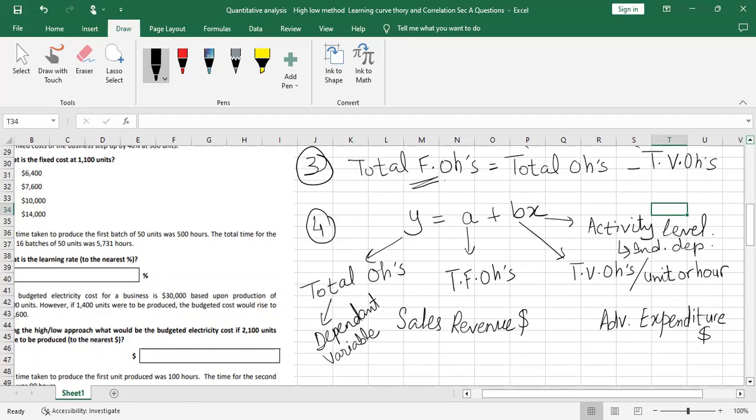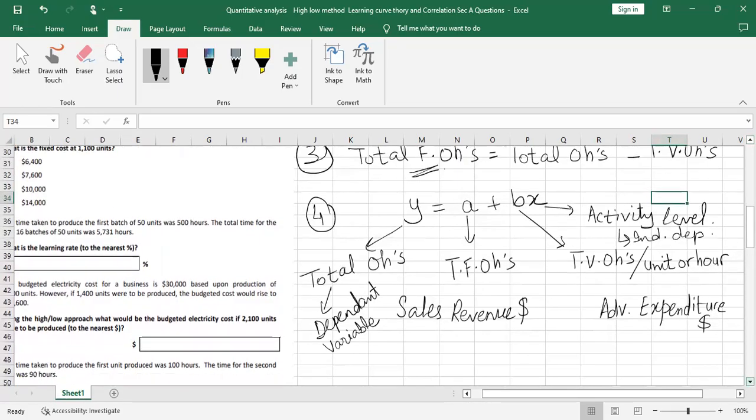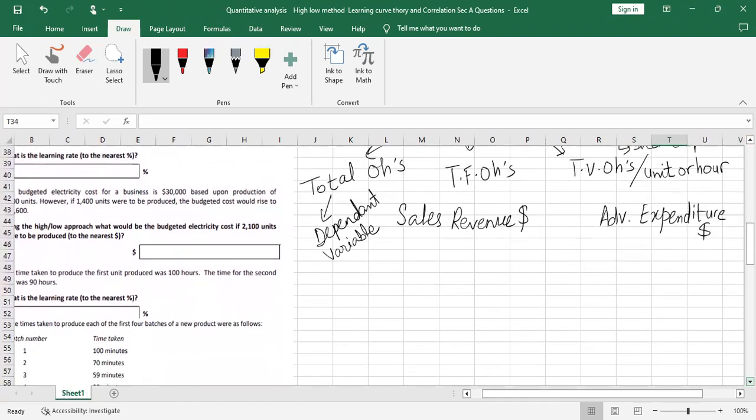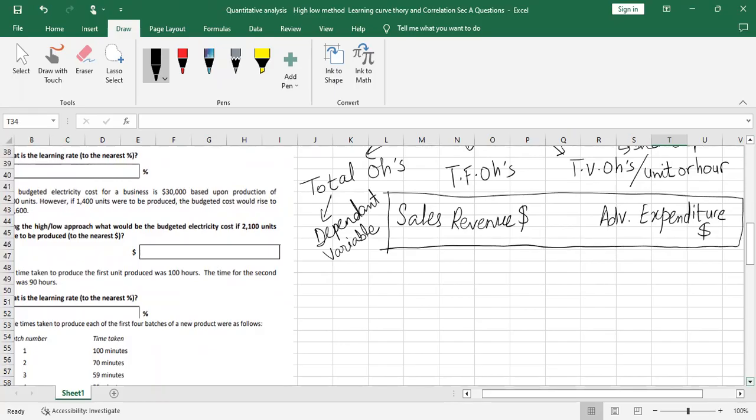But it is easy to allocate in such type of questions where we have units and overheads, or we have hours and overheads. The problem usually lies with such type of question or MCQs, where students face problems because they have sales revenue in one column and advertisement expenditure in another column. Remember this thing, sales revenue is a dependent variable. This time sales revenue is replacing what?